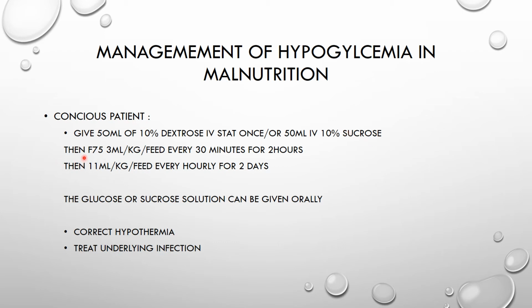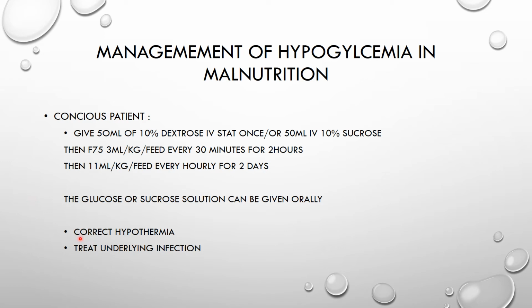Then just after that, we start F75 feeds at 3 ml per kg per feed, and we do that every 30 minutes for 2 hours. Then after that, we switch to 11 ml per kg per feed every 2 hours. That is if the patient is responsive to treatment. We'll discuss what happens if the patient is not responding well to treatment.